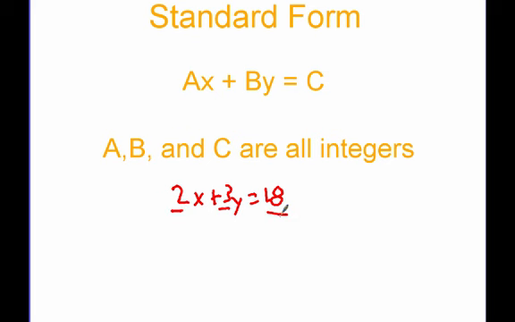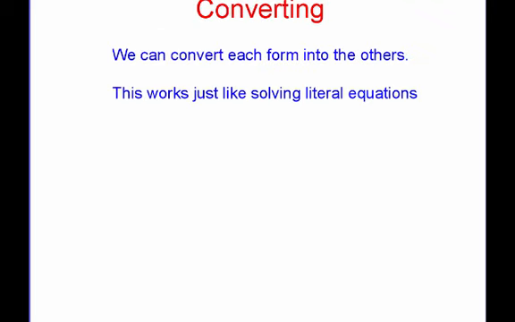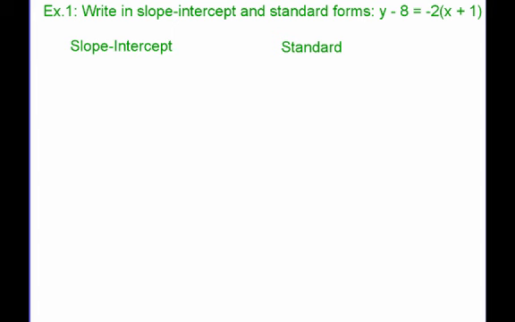So those are our three forms of a line. Once we have one form, we can convert each form into the others, and this works just like solving a literal equation. So let's start with an example. Example 1 says that I want to write this equation right here in slope-intercept and standard form. It's given to us in point-slope form. So now I want to put it into both slope-intercept and standard.